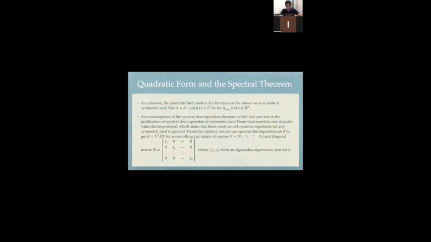The spectral theorem says that such a decomposition is possible, and we can use the spectral decomposition on A, which we have established is symmetric, to get a form of A equal to V transpose DV, where V is an orthogonal matrix of eigenvectors associated with A, and D is the diagonal matrix of eigenvalues, where lambda_i and v_i form an eigenvalue-eigenvector pair for the matrix A.